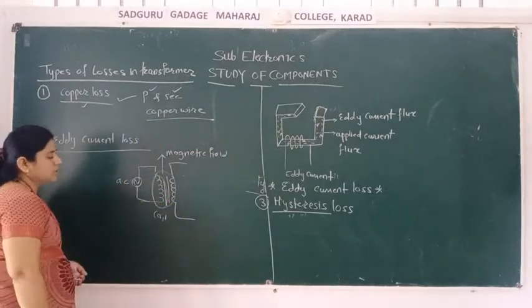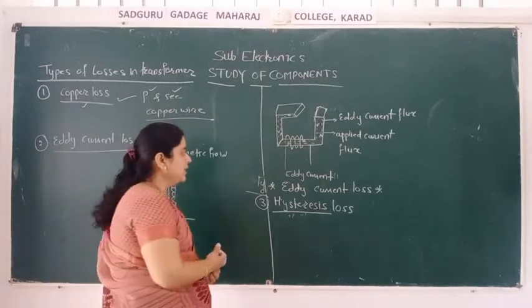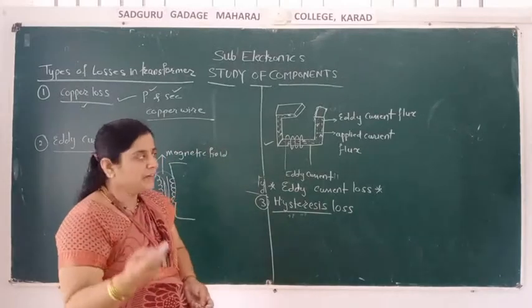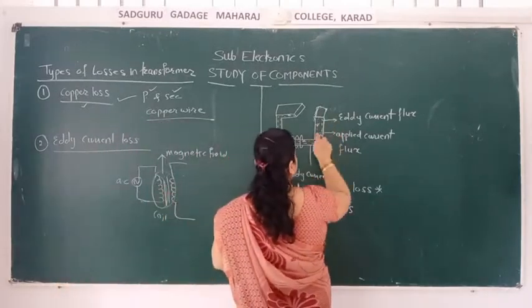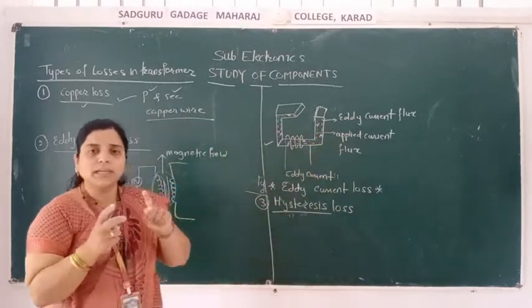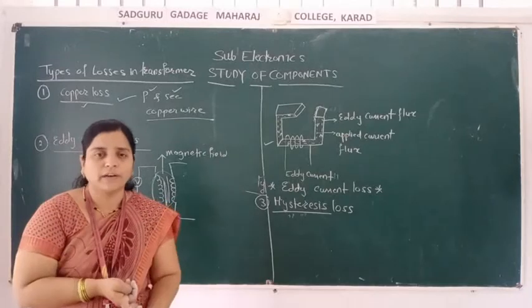Okay. Next loss is what? Eddy current loss. Eddy current means what? Why is it called eddy current? The diagram is shown like this. There are two types of current flow through that. Eddy current flux is produced and applied current is there. These two currents are exactly opposite of each other. Therefore there is a loss of current.